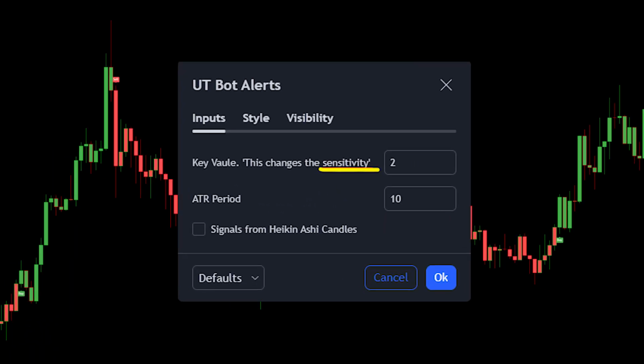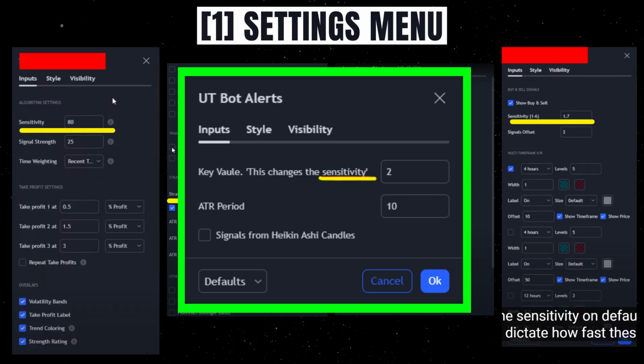Now, open the settings, and voila, we have a sensitivity parameter, along with an ATR period that also affects the signal frequency. Therefore, we can reasonably infer that these premium indicators were constructed upon the foundation of the bot free indicator, incorporating additional features, the majority of which were also stolen from free scripts available on TradingView.